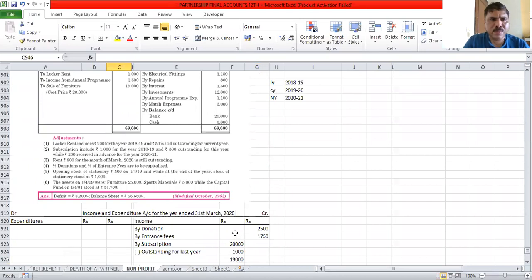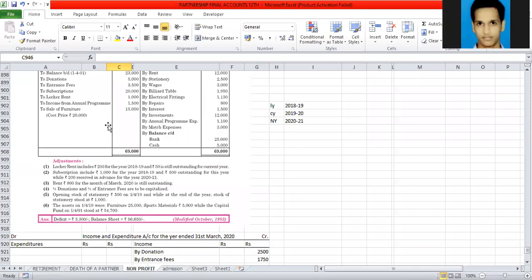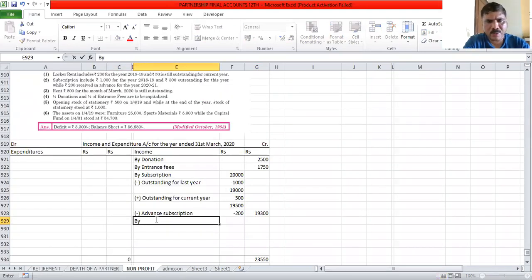Now, the next item on the receipt side is locker rent. Where should I take locker rent? Income side. By locker rent, what is the amount?